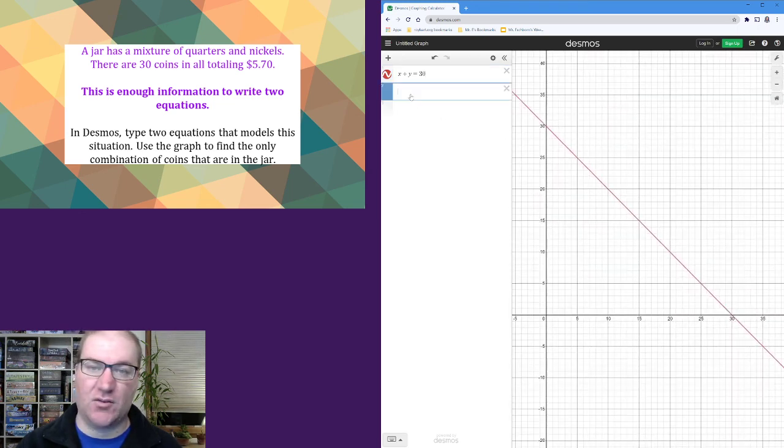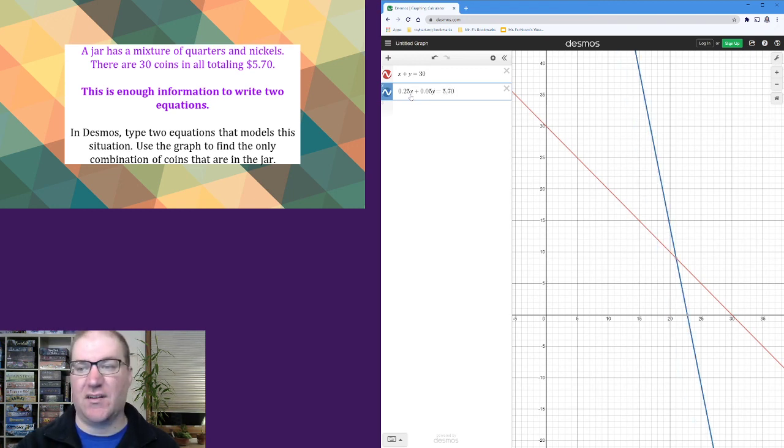And then the second equation, I know that quarters are 25 cents, plus I know nickels are 5 cents. And when I add up the money that each of them make, my total is $5.70. And there we go. The intersection's right there. There's 21 x and 9 y. So there's 21 quarters and 9 nickels. Yep, that looks right to me.